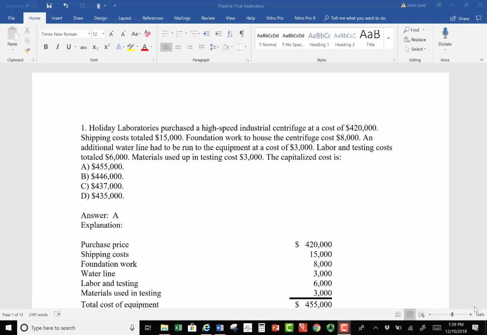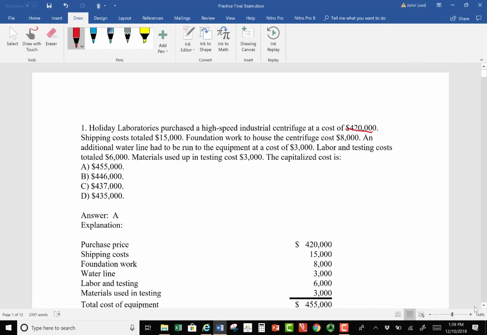So let's go ahead and take a look at these questions. We've got this company, and they pay $420 for an asset. Shipping costs are $15. Foundation work cost $8. An additional water line to be run to the equipment cost $3. Labor and testing costs totaled $6. Materials used in the testing cost $3. And they want to know which of these should be capitalized, should be debited to the equipment account, right?